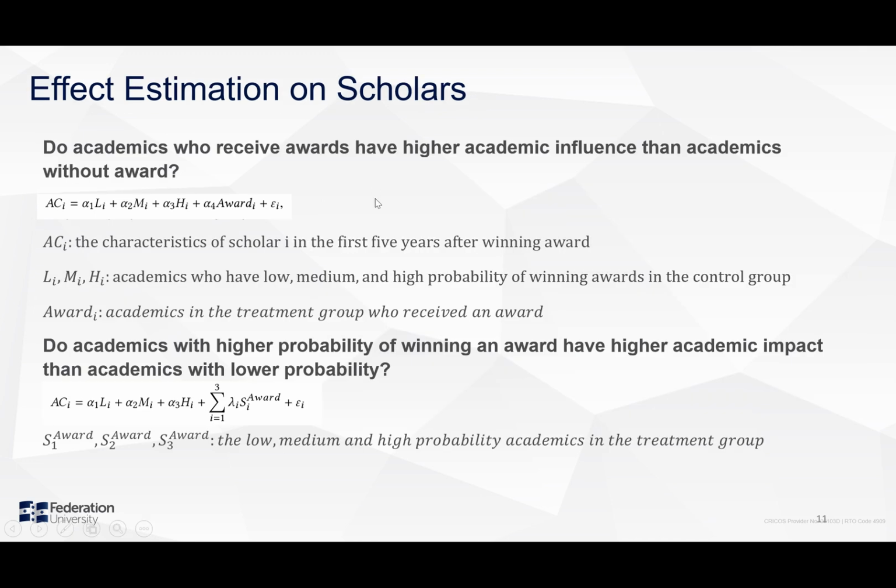Here, to estimate the effect on scholars, we propose 2 models. The first one is whether awardees have higher impact than scholars without. And the second one is whether scholars with higher probability have higher impact than scholars with lower probability. In both models, we aim to get the value of alpha, and the value of alpha will help us answer these questions.